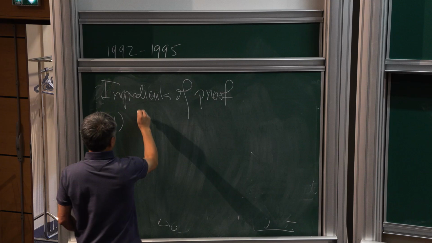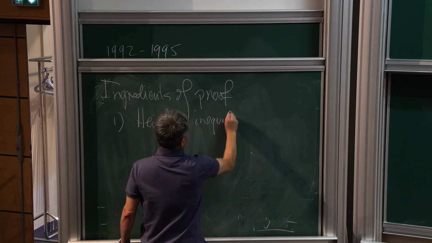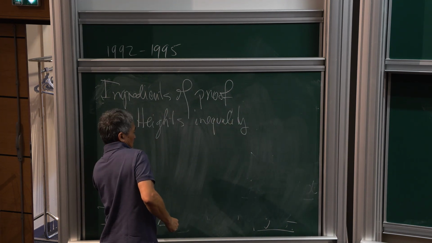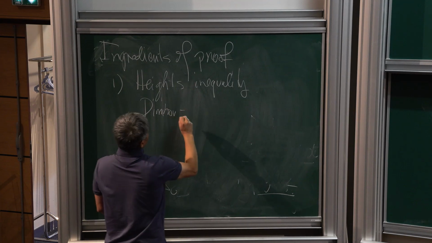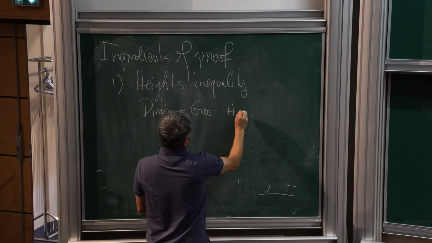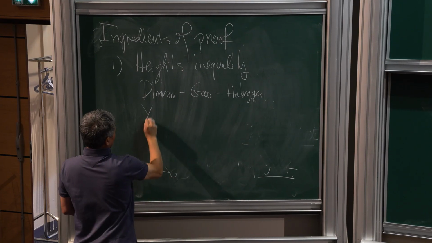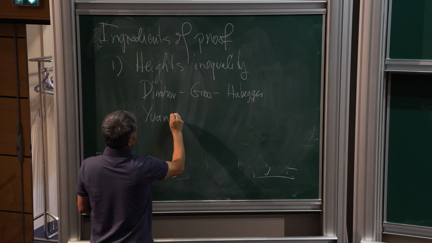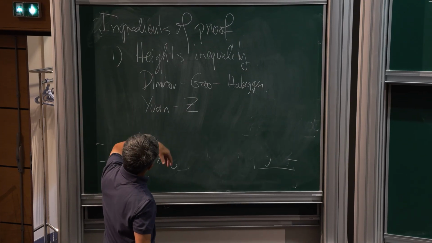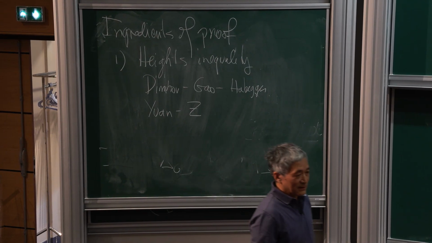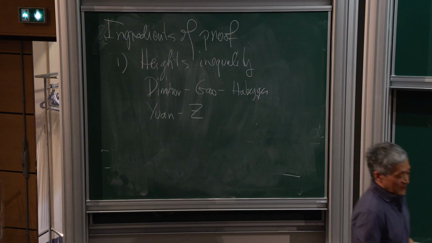The first thing is height inequality. This already appeared in the work of Dimitrov, Gao, and Habegger, and it is further generalized by Xinyi and me. We use something called an adelic line bundle on a quasi-projective variety, but it really initiated with Dimitrov, Gao, Habegger. The whole point will be the following.